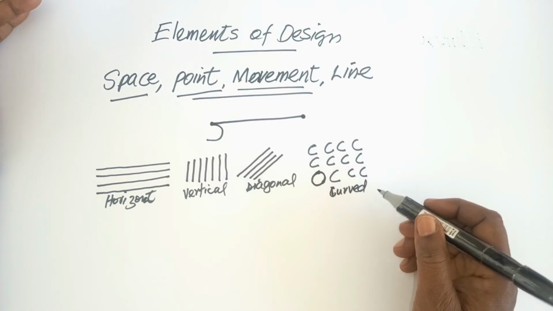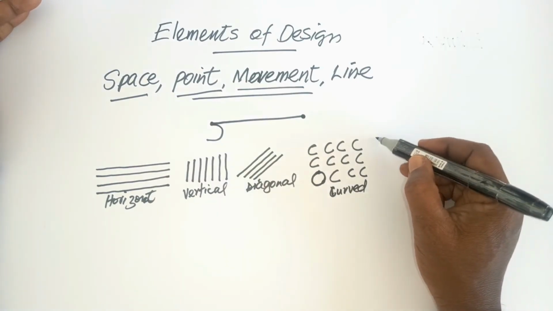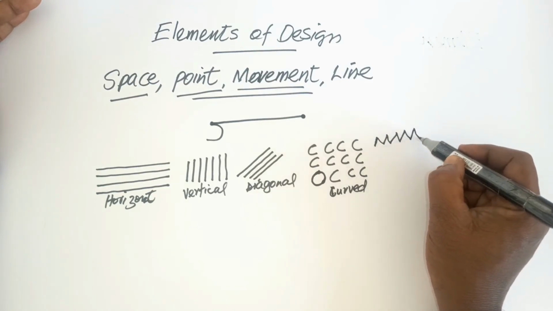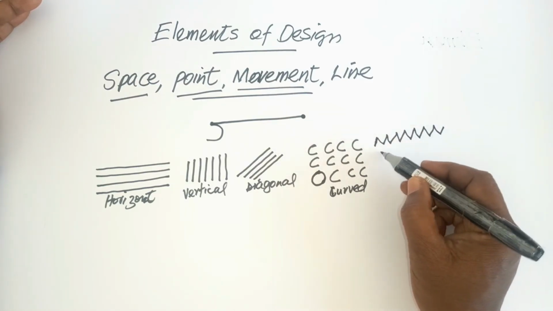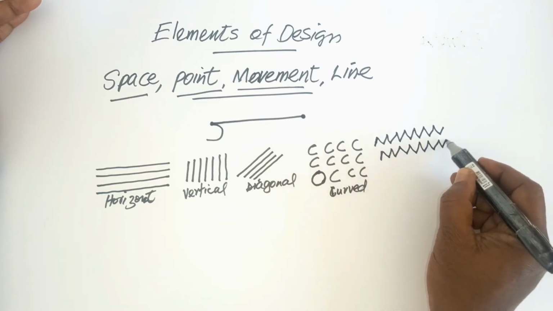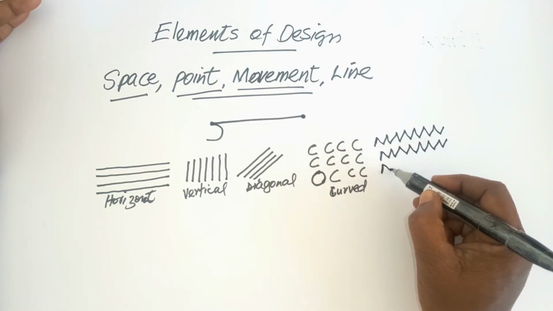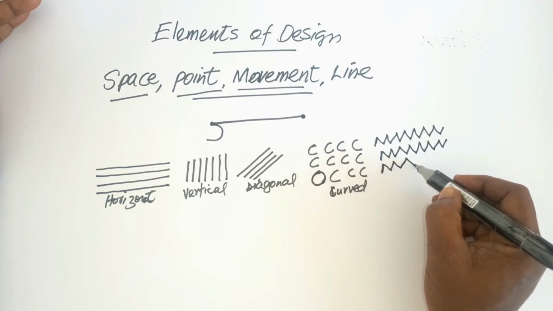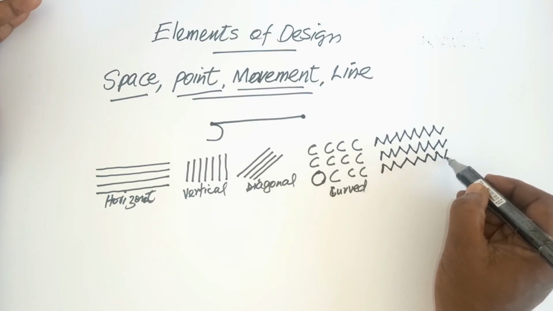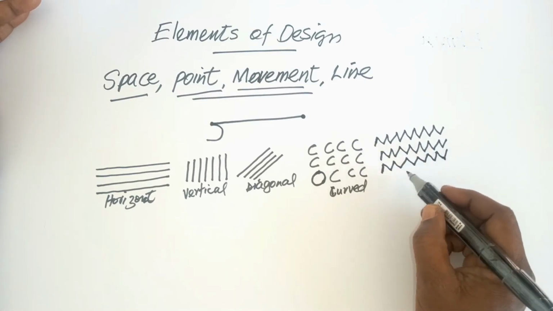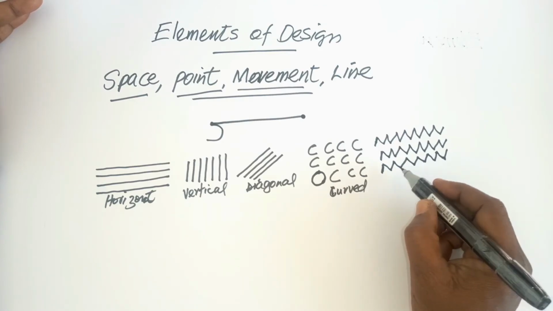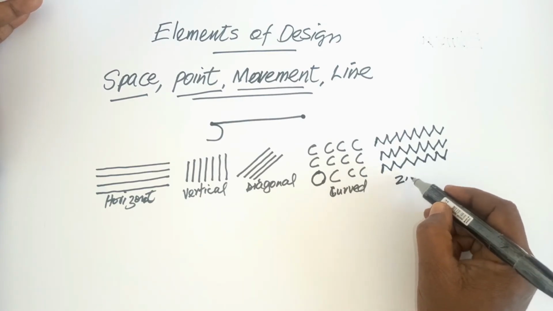Then we can have zigzag. Zigzag lines are also found in our drawing. You see, for example, you want to draw a saw for cutting wood. So the blade of that is zigzag, so you'll find zigzag in that drawing. So this is zigzag.